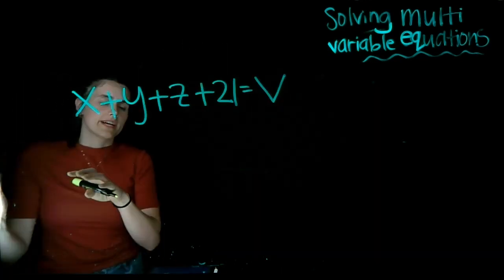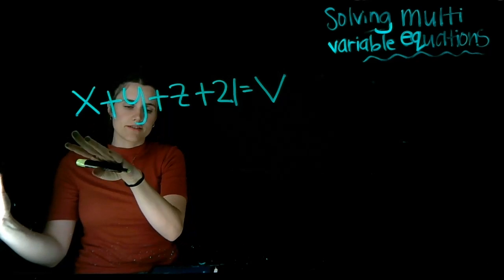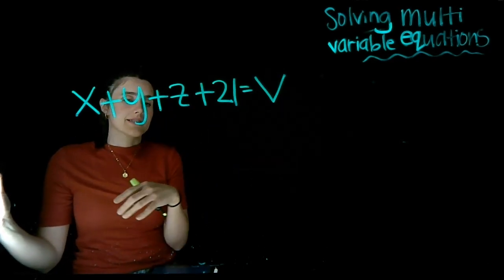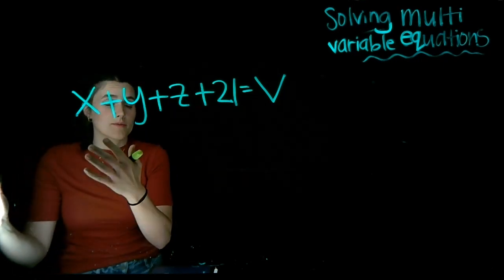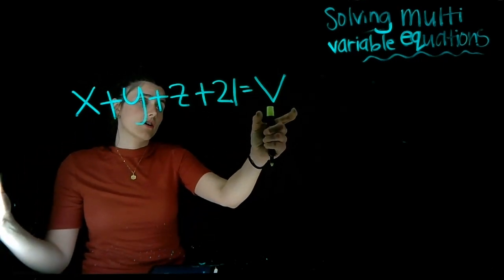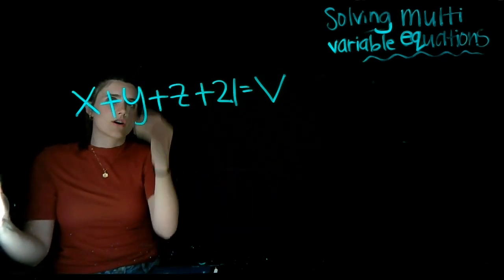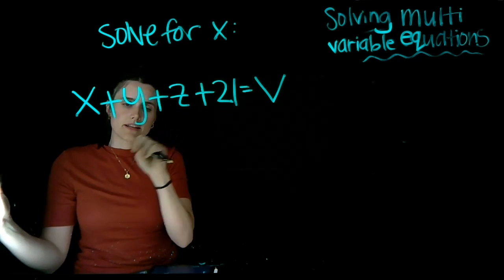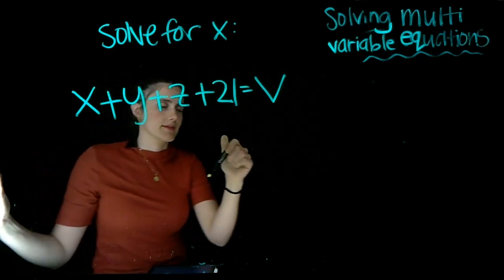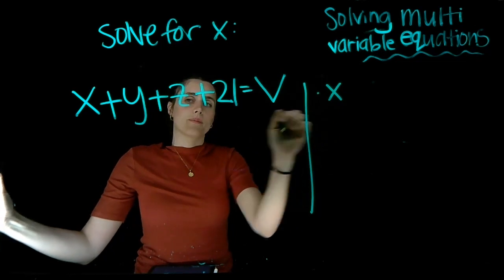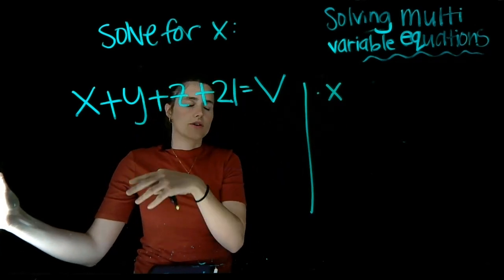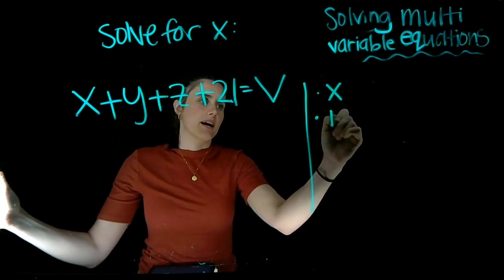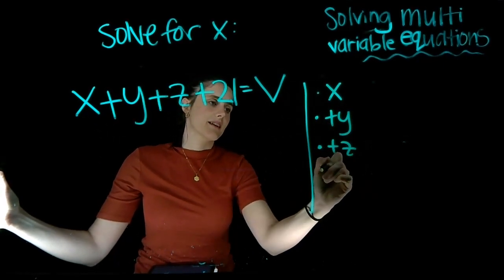If I'm given an equation that looks something like this, I have lots of variables. I have an x, a y, a z, and then I have a constant of 21, and then I have v. And so on your assignment, you might be asked to solve for a specific variable. Right now, it is already solved for v, and so they might say solve for x. In that case, we want to get x by itself and everything else on the other side of the equal sign. Let's tell the story of what happened to x. X starts by itself, and then because with adding the order doesn't matter, you can do it in whatever order you want. I'm just going to write it in the order that I see it here. X starts by itself, and then it adds y, and then it adds z, and then it adds 21.